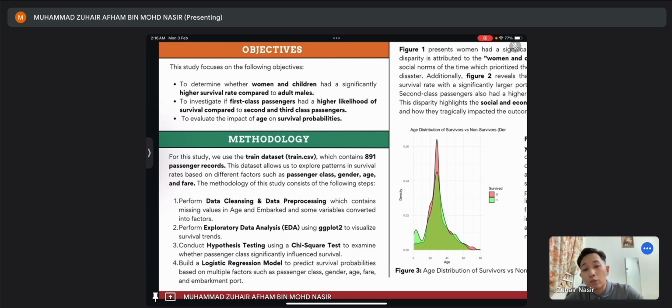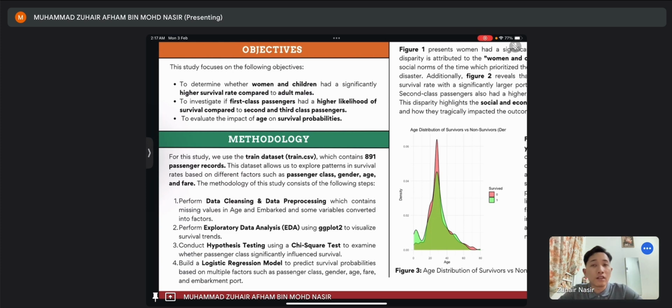And then we perform exploratory data analysis, which is EDA, by using the ggplot tool to visualize survival trends across gender, passenger class, and also age. And then we conduct hypothesis testing by using the chi-square test to check whether passenger class significantly influences or impacts survival.